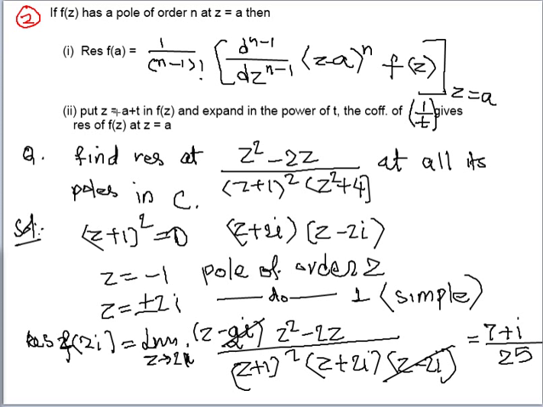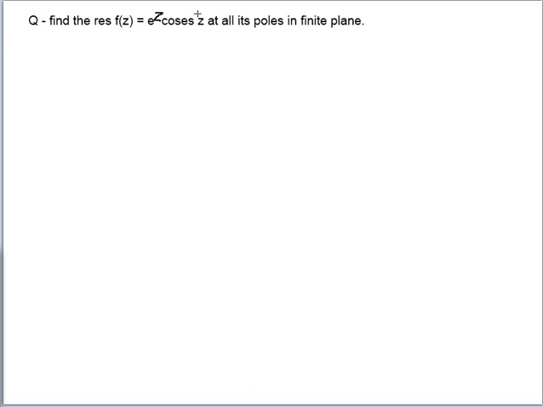So let us proceed. Find the residue of f(z), where f(z) is given by e to the power z cosec square z, at all its poles in the finite plane. So first step, we have to find its poles. For poles we need the denominator, so we will rewrite the function. Our f(z) is given by e to the power z upon sine square z. Is this okay? Because cosec z is 1 by sine z, so I put it into the denominator.